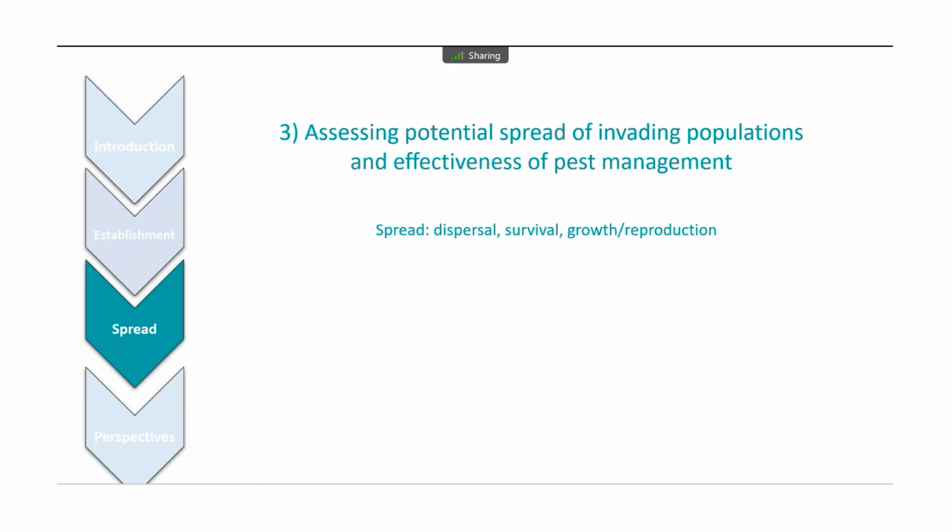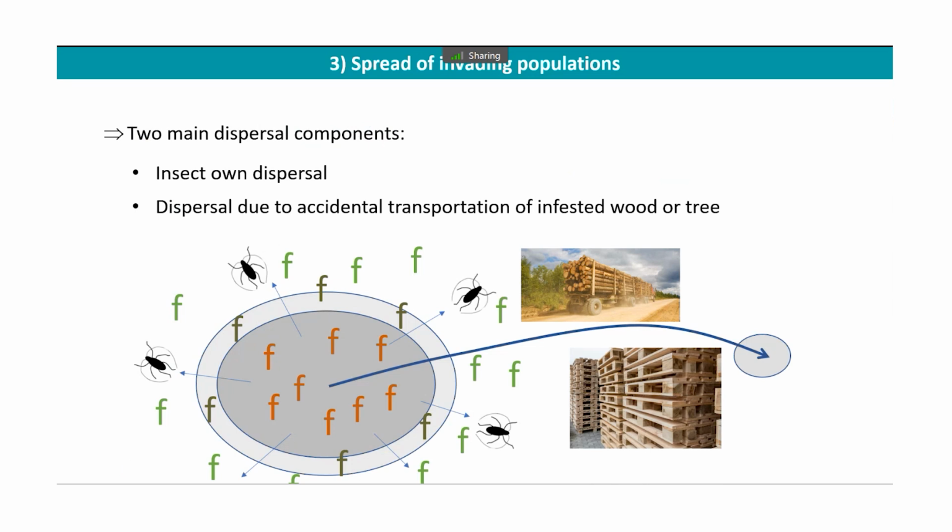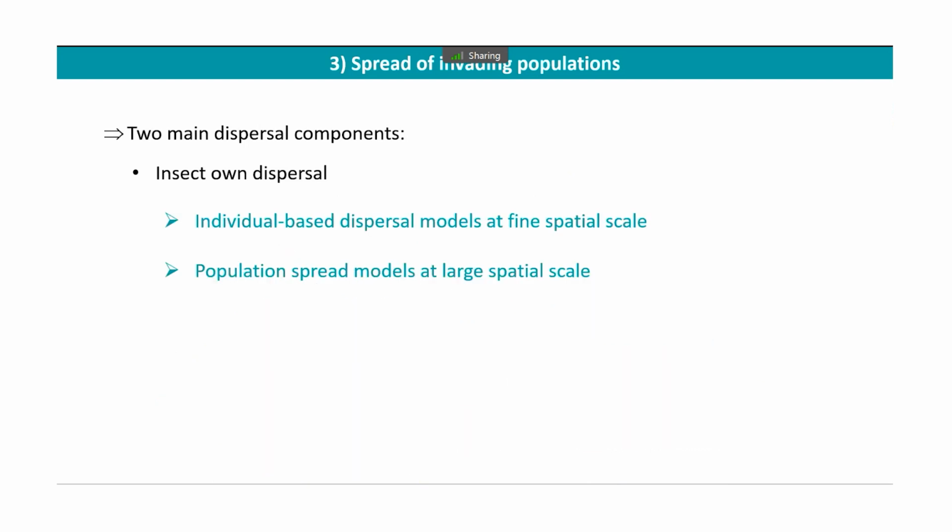And so now I'm going to shift to the last stage I'm going to talk about today. It is the potential spread. And in fact, this is really at the core of my expertise here. So spread can encompass dispersal, but also survival, growth, and reproduction. And in fact, there are two main dispersal components: insect-owned dispersal and dispersal due to accidental transportation of infested wood or trees. So first, I'm going to talk about insect-owned dispersal.